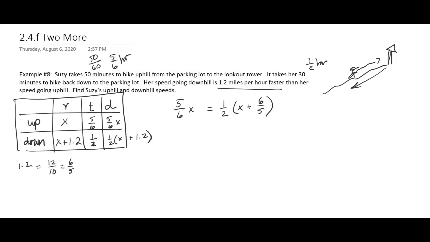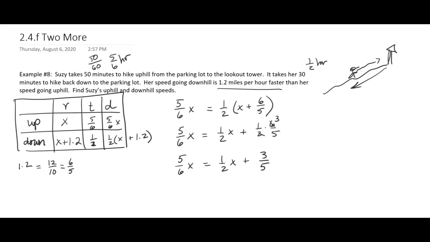Let's go ahead and distribute that 1/2. Let's see what happens. There's more than one way to do this problem, but I'd have 1/2 times, I'll write this out, 6/5. So 2 goes into 6 3 times. So now I have 5/6x equals 1/2 x plus 3/5. Okay, so we're getting somewhere. It's starting to look a little better.